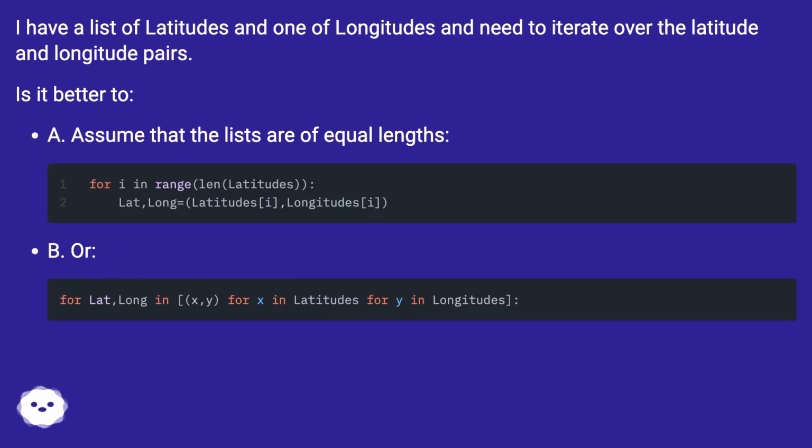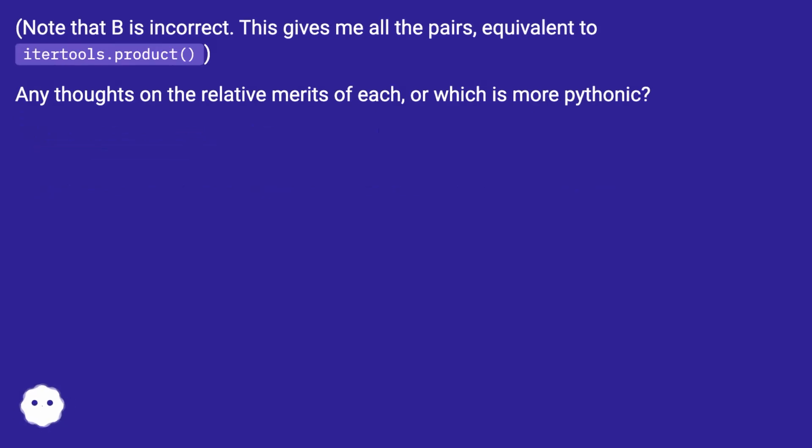Assume that the lists are of equal lengths, B. Or note that B is incorrect. This gives me all the pairs, equivalent to itertools.product. Any thoughts on the relative merits of each, or which is more Pythonic?